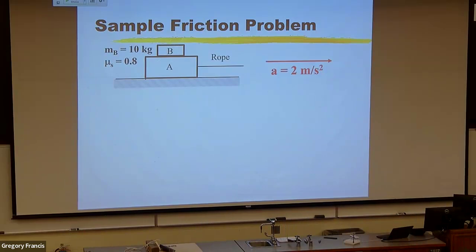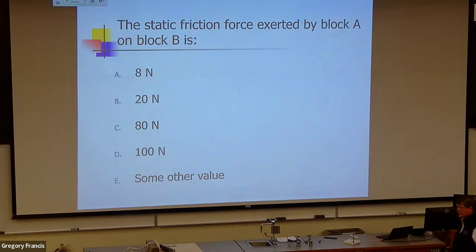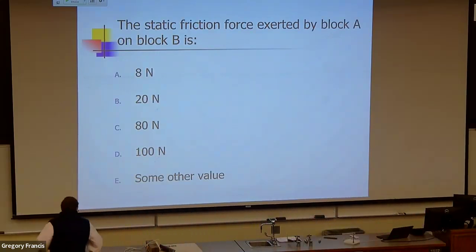Well, I have weight down, I have normal by A on B up, and I have the friction by A on B to the right. And I know that's to the right because this diagram has to accelerate to the right. But the question is, how big is that friction force? We're going to have one last clicker question. With your clicker, let me get you started.